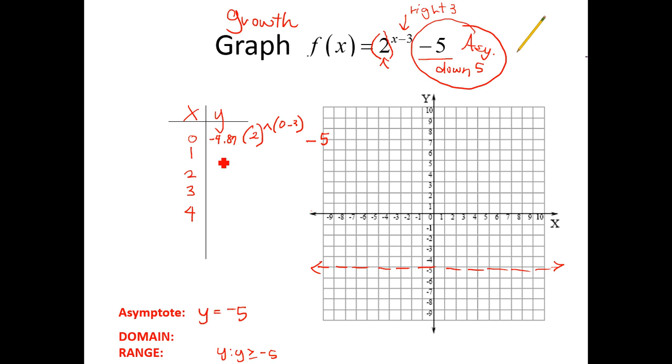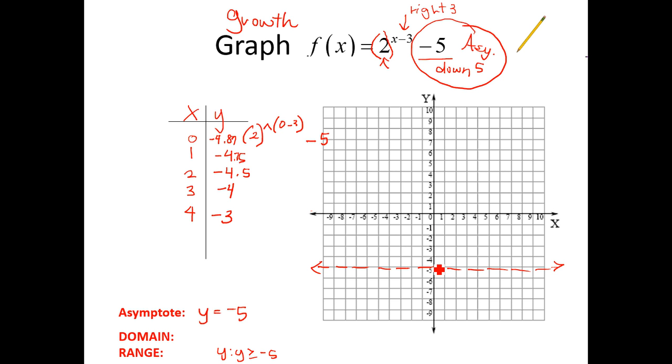If I plug a 1 in, I get negative 4.5. If I plug a 2 in, I get negative 4.75 for 1. I get negative 4.5 for 2. For 3, I get negative 4, and for 4, I get negative 3. So let's plug these in here and see what happens.